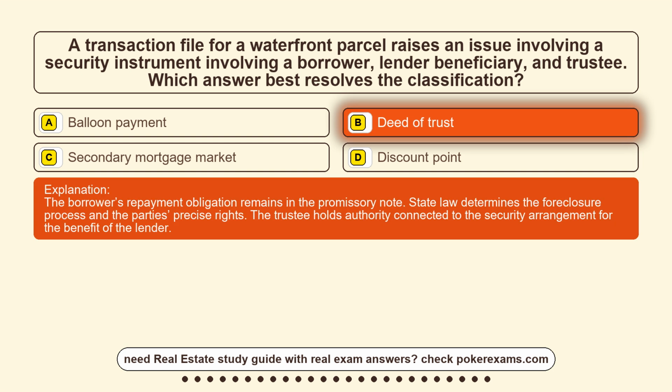The borrower's repayment obligation remains in the promissory note. State law determines the foreclosure process and the parties' precise rights. The trustee holds authority connected to the security arrangement for the benefit of the lender.